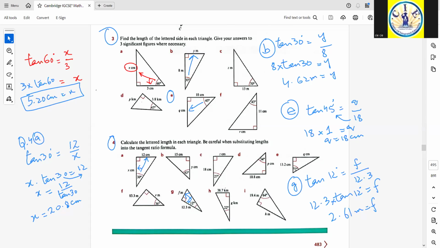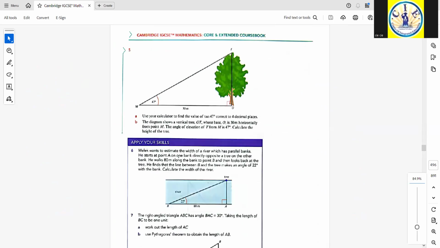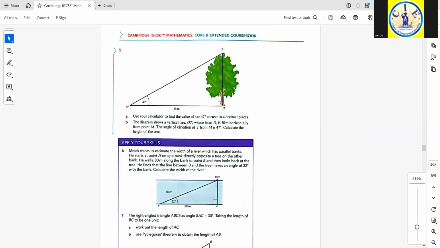Now we proceed to the next questions. Question number 5 is a word problem which states: use your calculator to find the value of tangent 47 correct to 4 decimal places. So that gives 1.0724 using the calculator. Press tangent, then 4, then 7, and then equals to. Okay. Question 5 part B.